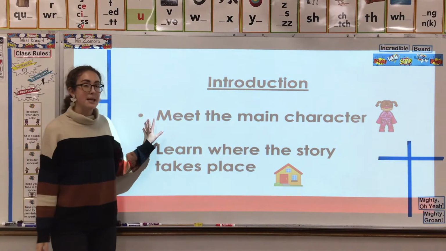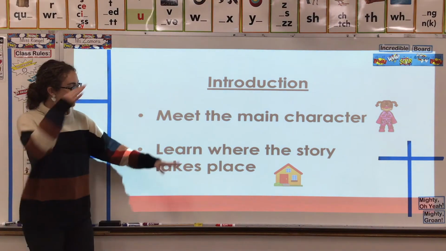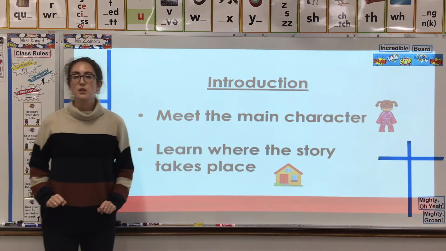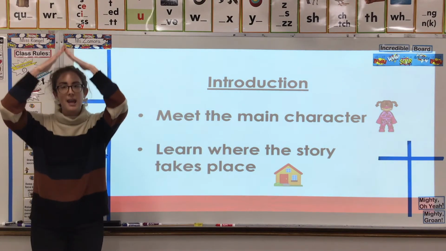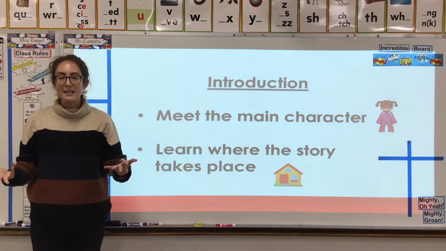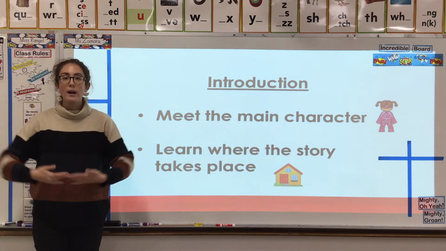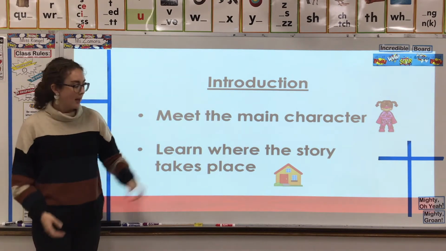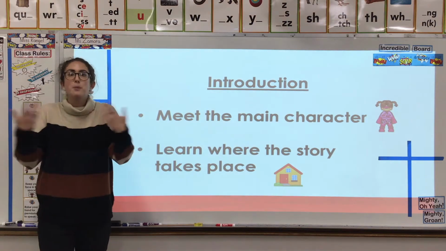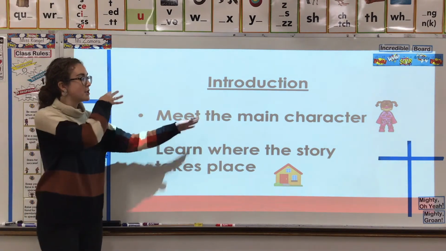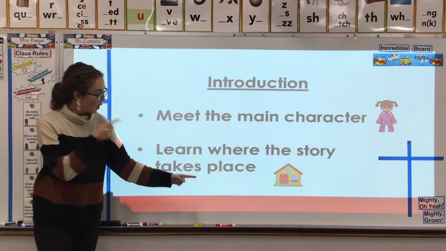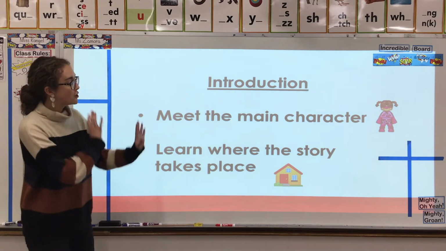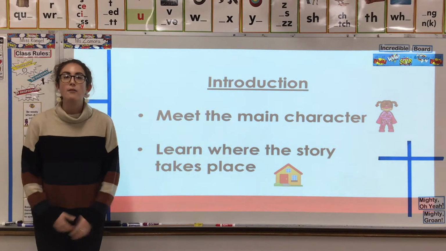In addition to meeting the main character, your reader is going to learn where the story takes place. The setting. This setting can be a real place that you've been to or seen, or it can be a completely made up place that you create in your imagination. Either way, your story needs a place where it happens. So as we're describing our main character, we need to also include in our introduction where they are, so your reader has a very clear picture of what they're about to read about.